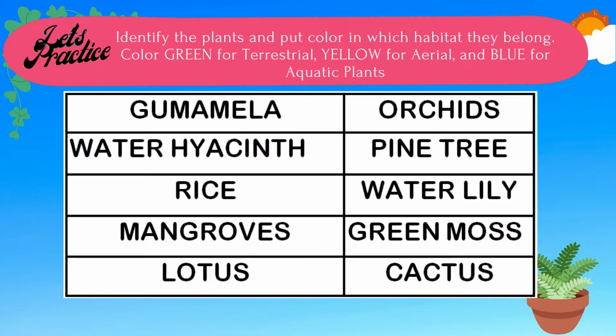Let's practice. For your activity, identify the plants and color the habitat they belong to. Color green for terrestrial plants, yellow for aerial plants, and blue for aquatic plants.